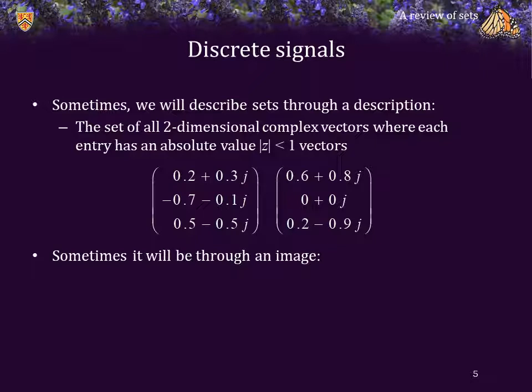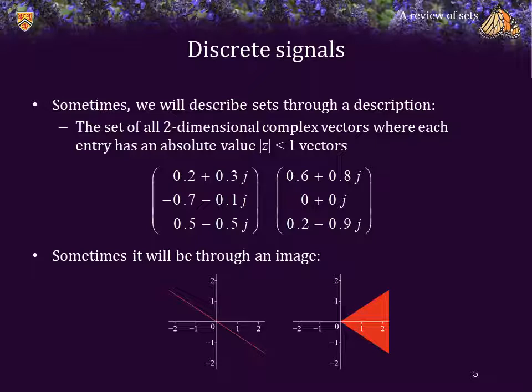We could also describe a set through images. So, for example, given all the vectors in R2, I may describe the set of all points that appear on this line, including the origin. Alternatively, I may describe the set of all the points that fall into this cone that includes the boundaries and the origin.